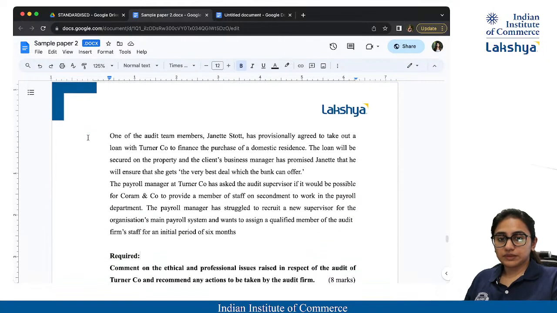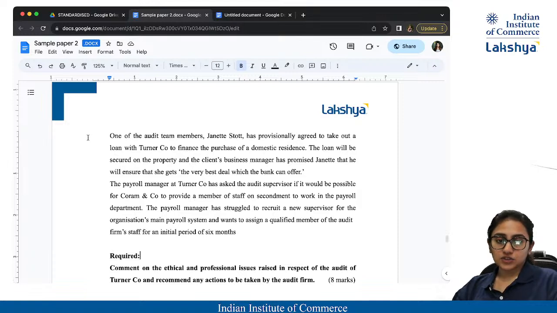One of the audit team members, Janet Stott, has provisionally agreed to take out a loan with Turner Company to finance the purchase of a domestic residence. The loan will be secured on the property, and the client's business manager has promised Janet that he will ensure that she gets the best deal which the bank can offer.